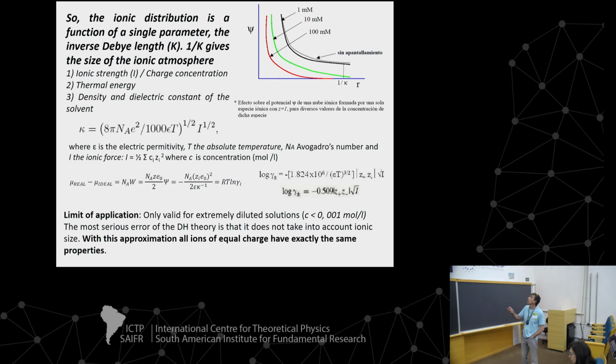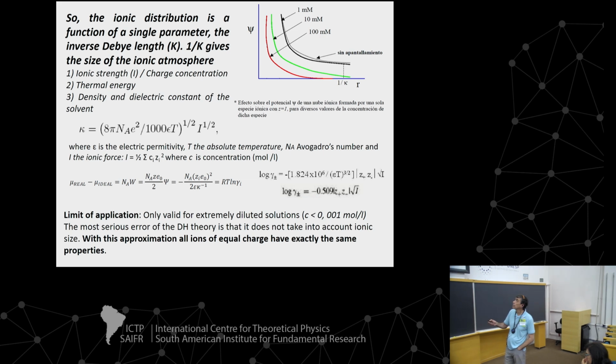Here you have a simple plot where if you don't have screening, you will be here, but when you increase the concentration of the solution, you move here, so the potential falls down more quickly.